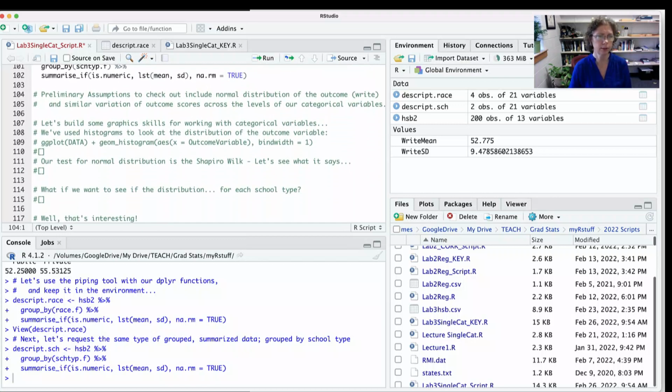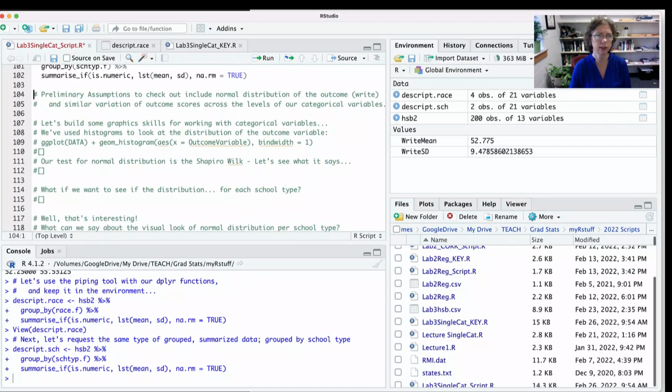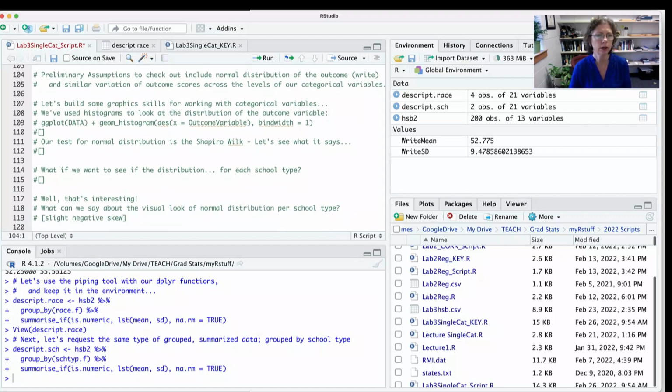Next on our preliminary assumptions checklist is to check out the normal distribution of the outcome and see if there's similar variation across the scores of the categorical variables or the levels within them. So we're going to work on those graphic skills that we've been doing with ggplot. Here's your basic formula for it.